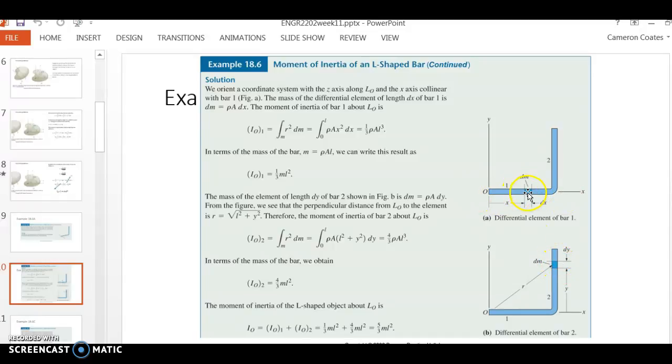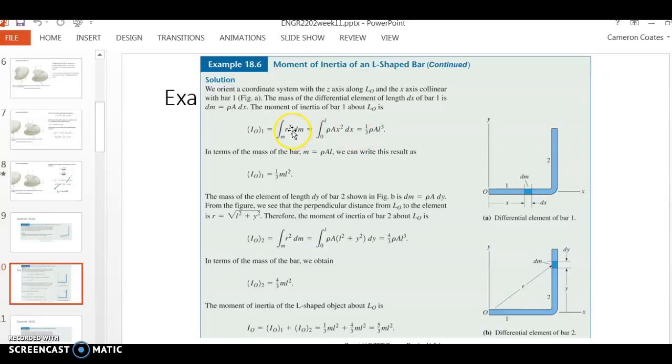Now with my element here, I know the moment of inertia about some axis O is going to be the integral of r squared dm. Again, I know dm could be written as what? The density times the volume. Now we have an elemental mass, so dm equals rho, the density, multiplied by the elemental volume, which would be the area times the elemental length, dx. So I plug that in here.